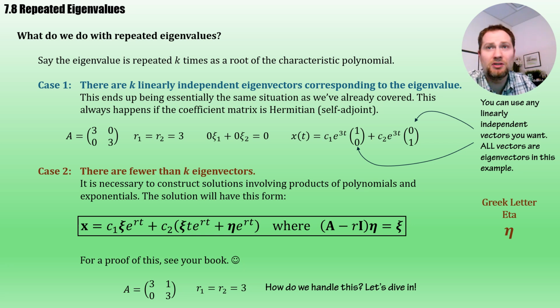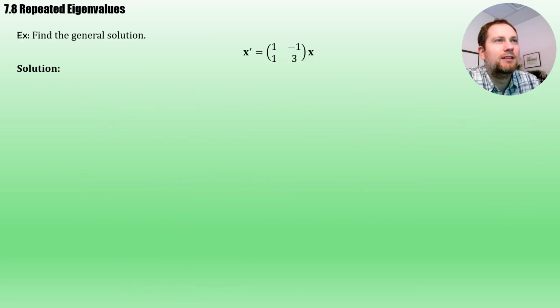By the way, the example I'm about to do is not the same matrix that I just introduced, 3, 1, 0, 3. It's a different one, but the same kind of issue comes up. I just want to make sure you're not thinking that I'm switching it out on you. I am switching it out on you, but all right, let's get into it.